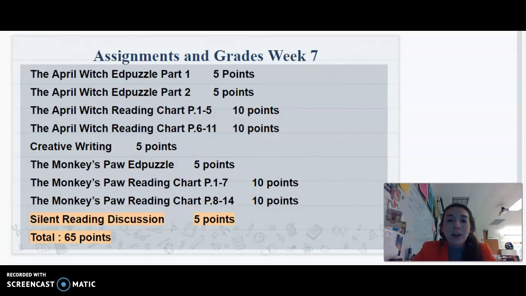The Monkey's Paw Edpuzzle is 5 points. The Monkey's Paw Reading Chart, pages 1 through 7, is 10 points. And the Monkey's Paw Reading Chart, pages 8 through 14, is 10 points. Silent Reading Discussion is worth 5 points, which gives us a total of 65 points. Alrighty, and that is everything for week 7.